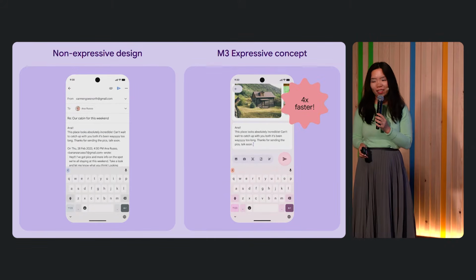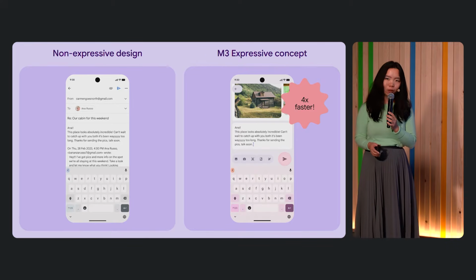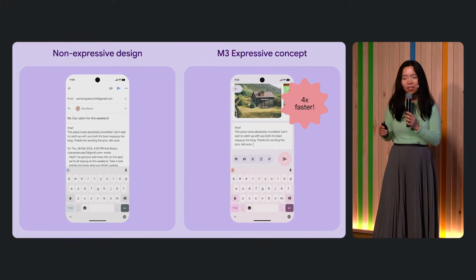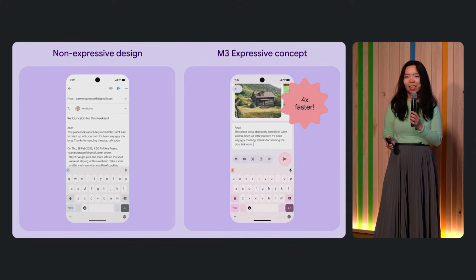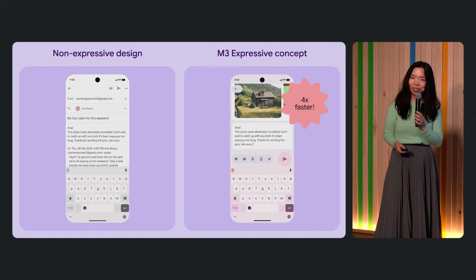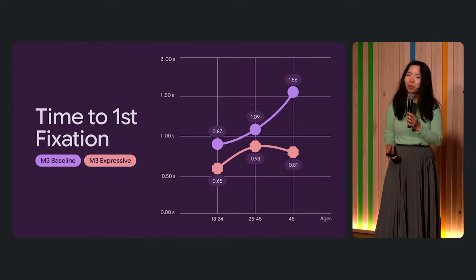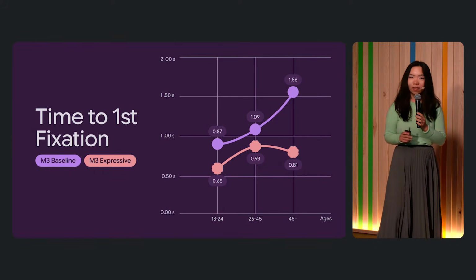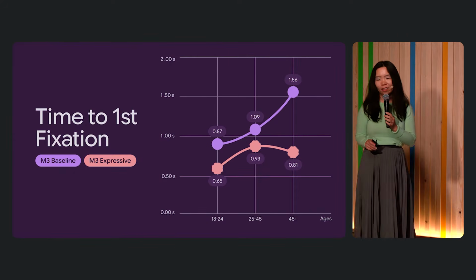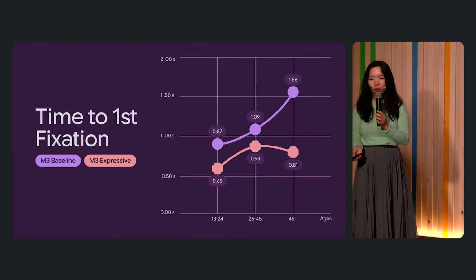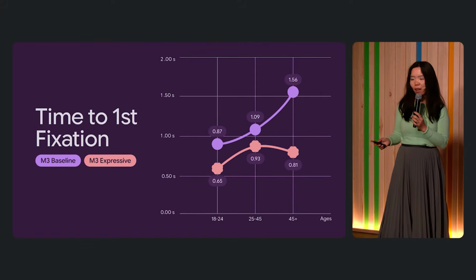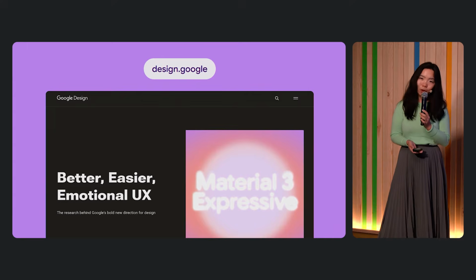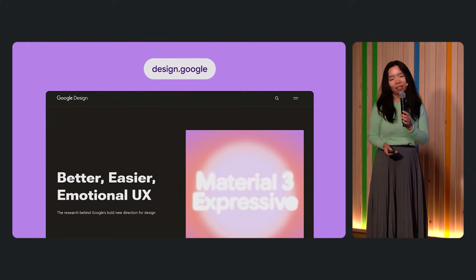We're very excited that studies have shown it can also level the playing field for users. User study tests usually find that older adults take a little bit longer to locate key UI elements. But with Material 3 Expressive, we saw a dramatic erasure in the age gap. The larger buttons and clearer hierarchies can make expressive UIs more usable for people across a spectrum of movements and visual abilities. You can learn more about the study and research at design.google.